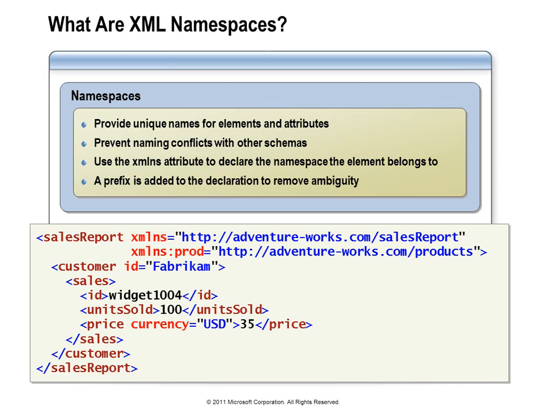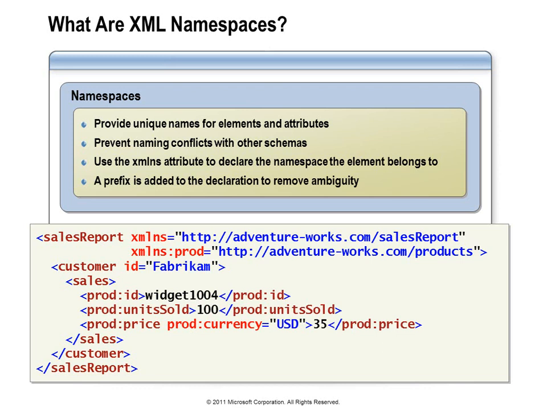And so to indicate that, we add the prefix to each of those element names. And now we've indicated that we're not talking about just any old ID element, and we're not even talking about an ID element that belongs to the sales report namespace. We're specifically talking about the ID element that's defined by the AdventureWorks.com products namespace. And the same is true for the units sold and the price elements now. And then, if you also look at the currency attribute, you can see that the prod prefix has been applied to it as well. So now the currency attribute is scoped by the AdventureWorks.com product namespace.